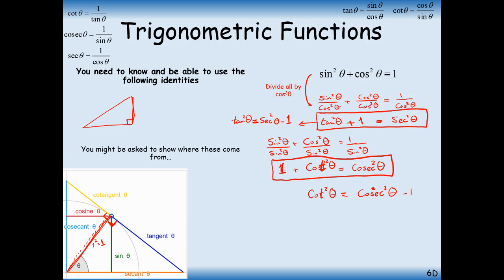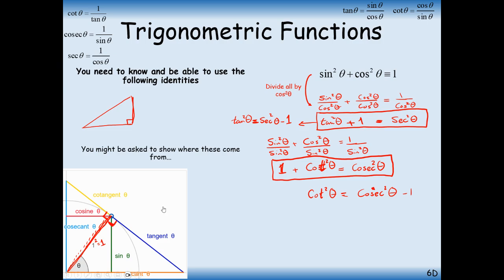And there is another right angle triangle here, where the yellow line, cotangent square plus 1 square, will add up to cosecant square. There is the Pythagoras applied to that right angle there.